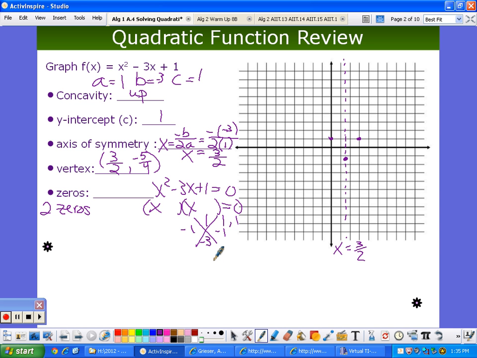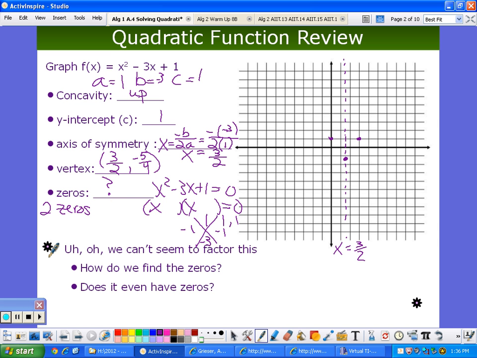It's not working. I didn't know it was allowed not to work. Well, the sad truth is most of the time, it really doesn't work. If you're doing a real life example, it almost never works. Sadly. Well, sometimes it does. So I don't know what this is. Uh-oh. We can't seem to factor it. So how are we going to find the zeros? Now this question, does it even have zeros?